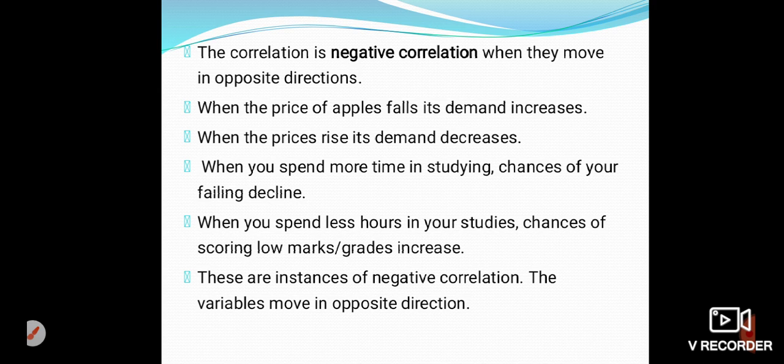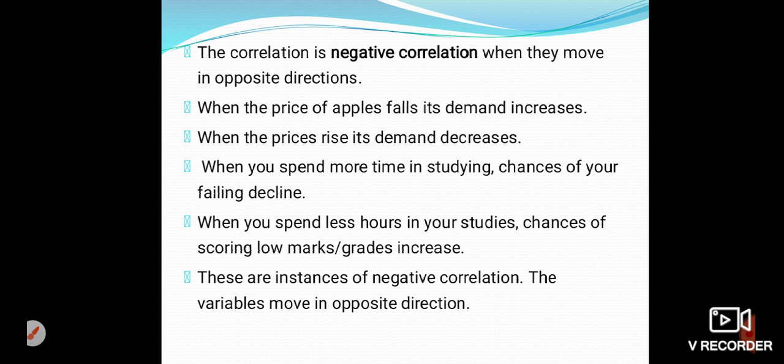Negative correlation. The correlation is negative when the variables move in the opposite direction. That is, if x increases, then y decreases. When the price of apple falls, its demand increases. When the price rises, the demand decreases.